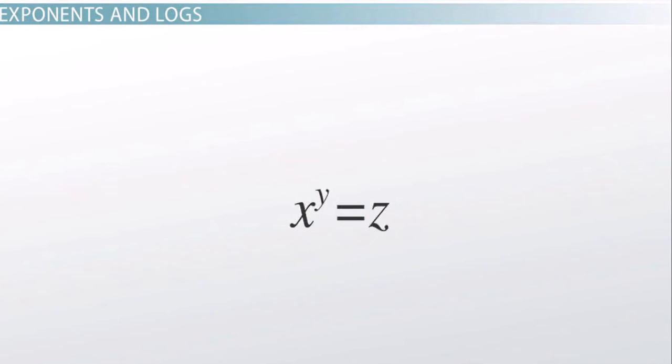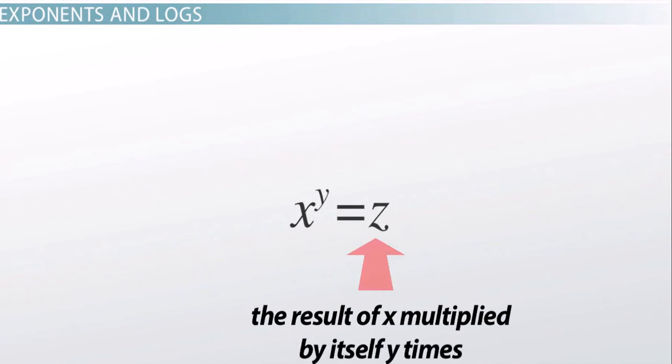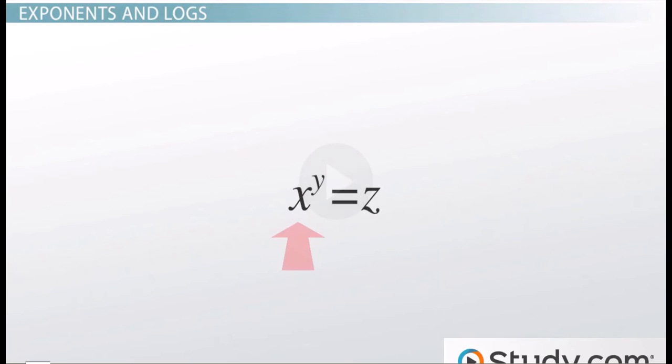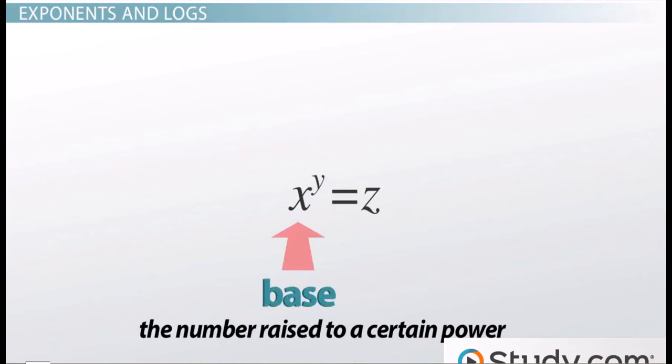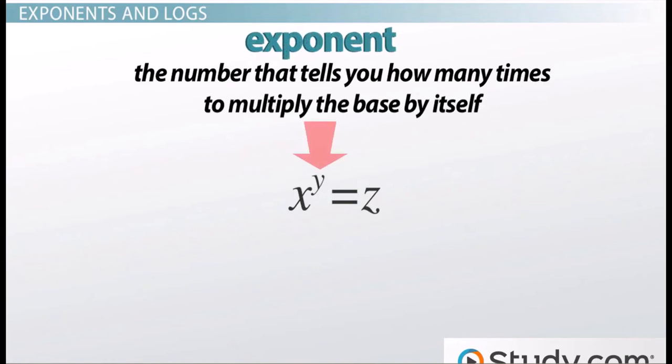If we wanted to write a rule for this relationship in general terms, we could write it as x to the y power equals z, where z is the result of x multiplied by itself y times. In this equation, x is called the base, the number raised to a certain power. Y is called the exponent, the number that tells you how many times to multiply the base by itself.